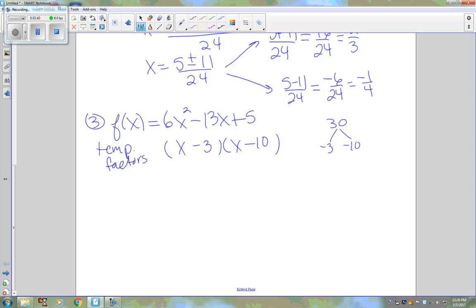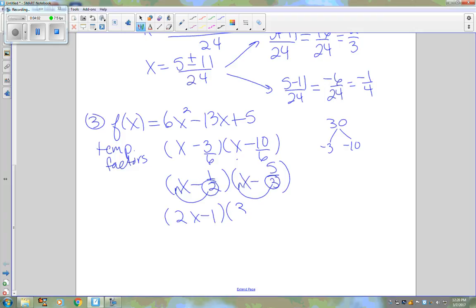Okay, that's the multiply. Now the divide part. Divide the leading coefficient of 6 by each of those constant terms. Reduce the fractions. And then you slide that in front of the x. So I have 2x minus 1 times 3x minus 5, and that is B.